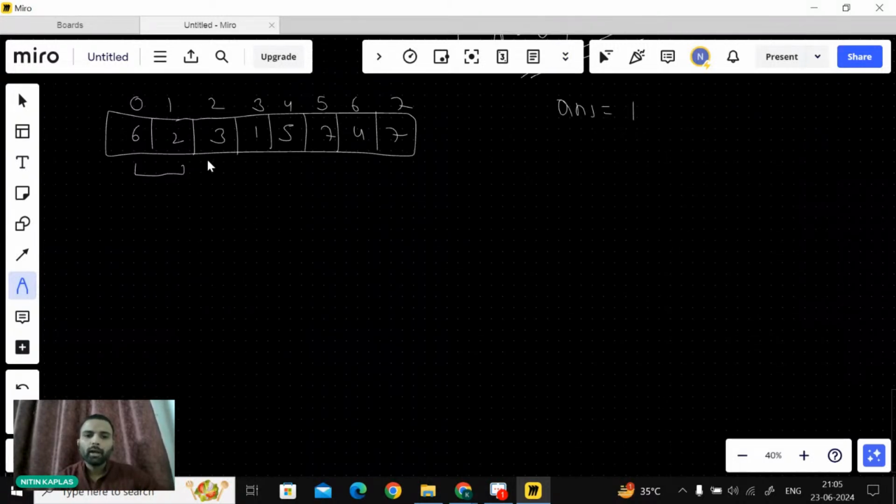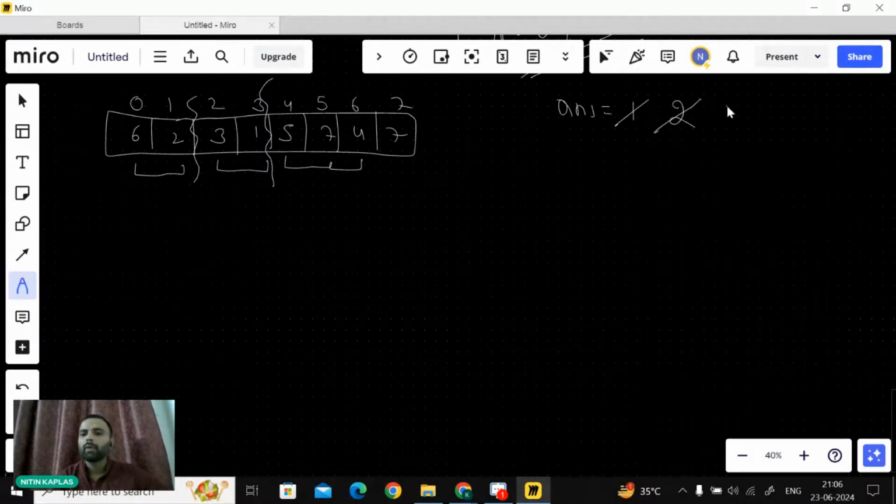Now the starting point for another subarray is this. Is this a good array? Yes, it is. So my answer will be 2. I want the maximum, so as soon as I get a good subarray, I break it and make another subarray. That's the simple idea. Now, when I'm here, is this a good subarray? No, it's not. Is this? Yes, it is. So I increment my count, which is 3. Now, when I'm here, it's a single element, which is alone.